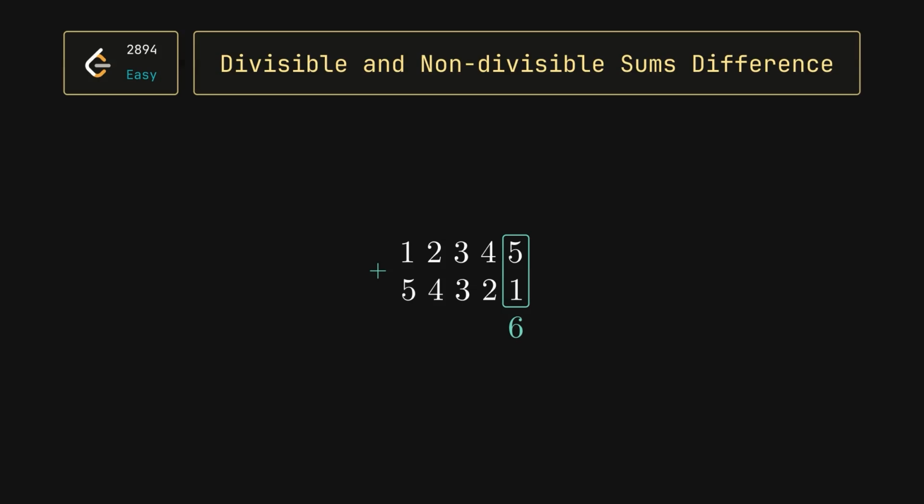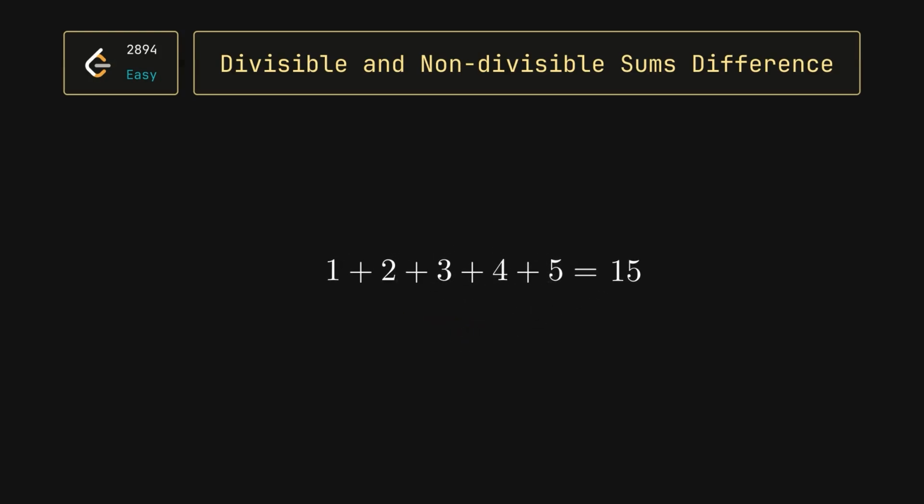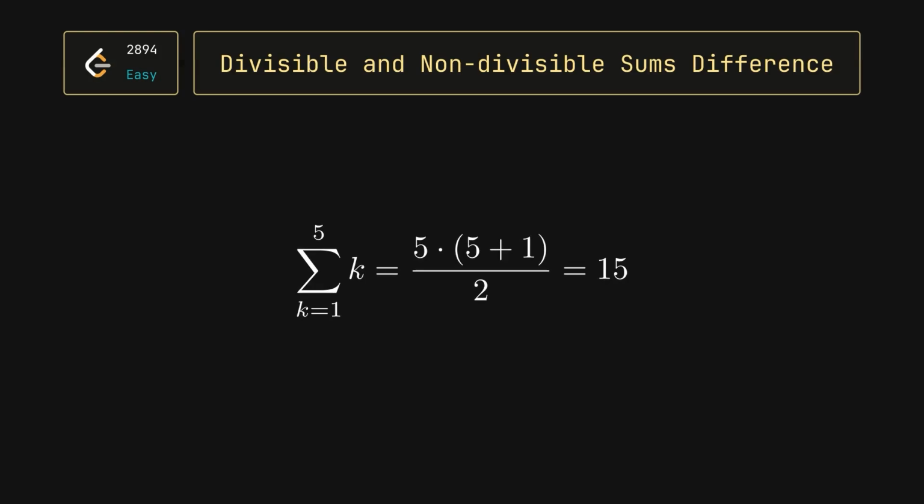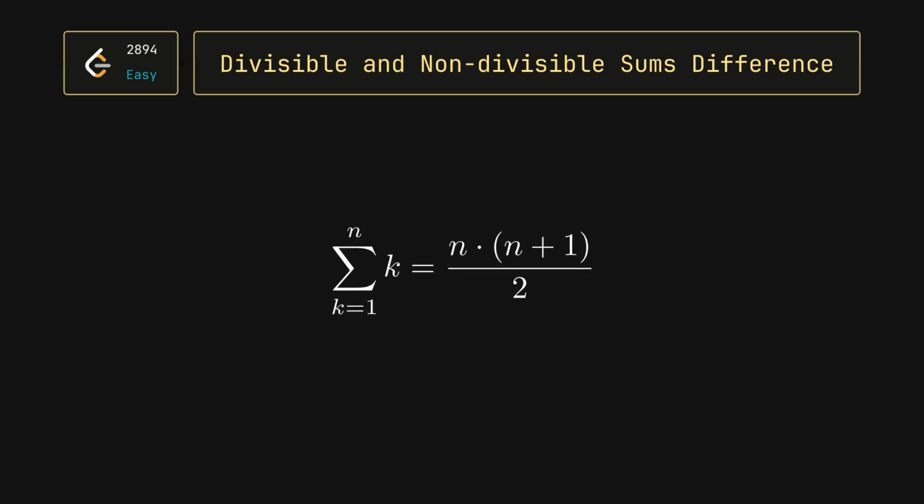Since we have 5 pairs, each summing to 6, the total of all pairs is 5 times 6 equals 30. However, this total represents the sum of both lists combined. To get the sum of just the original list, we divide by 2, giving us 15. This process reveals the underlying formula for the sum of numbers from 1 to n: n times n plus 1 divided by 2, which we'll use in our solution.